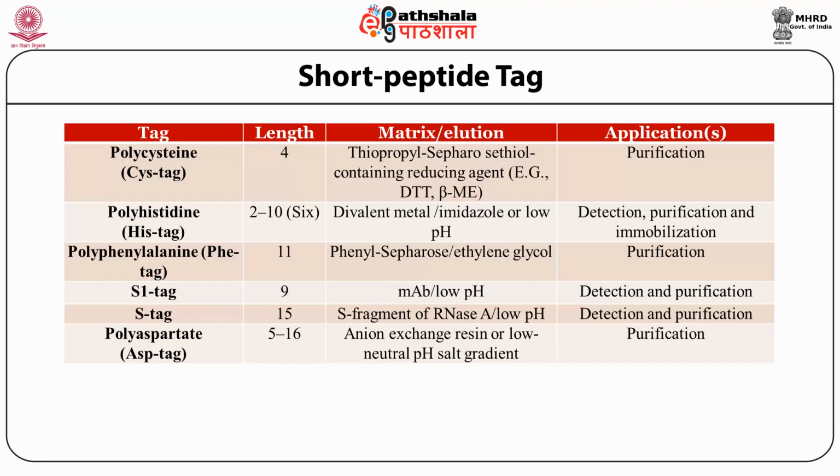Then there are S tag, S1 tag and S tag, where the matrix used is monoclonal antibodies, and it can be eluted in presence of low pH buffer. Again, these are used for detection and purification.